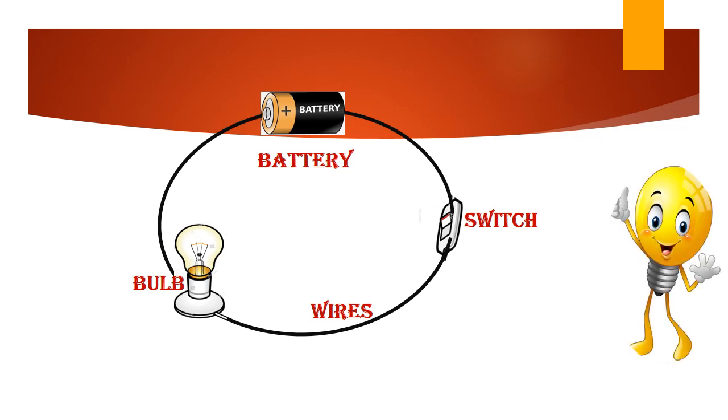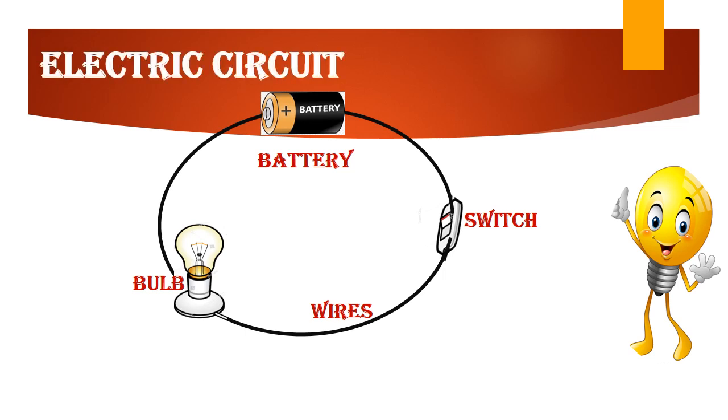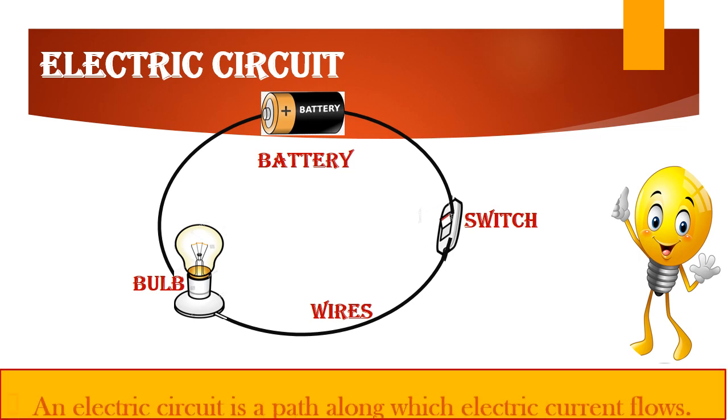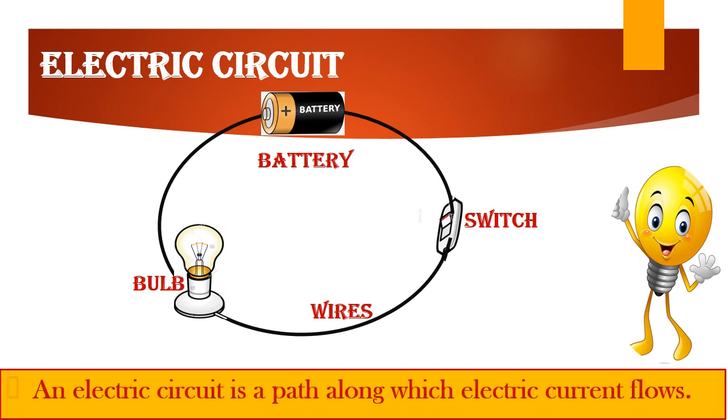Well everyone, today's lecture is all about electric circuits and electric fuses. Now, electric circuit. An electric circuit is a path along which electric current flows. A complete electric circuit consists of a battery, a bulb or any other electric device, a switch to control the circuit, and connecting wires. The wires will allow electrons to flow through them.